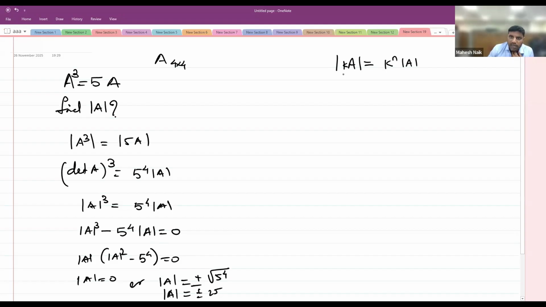So based on the property, if we multiply a scalar with the matrix, and if we go for the determinant of that in terms of A, it will be K raised to N into determinant of A. Okay. Yes, sir.